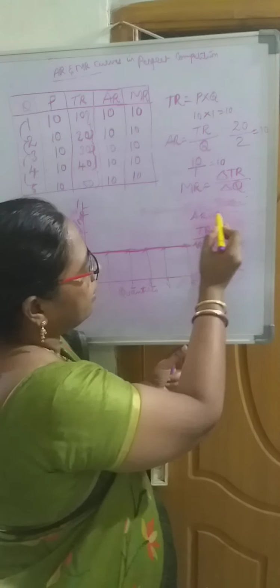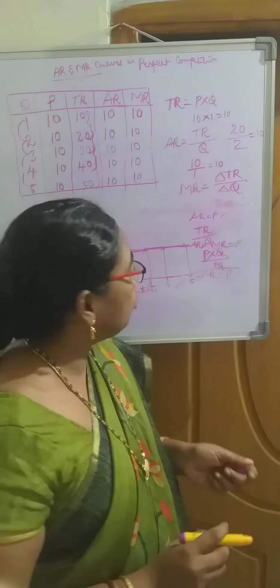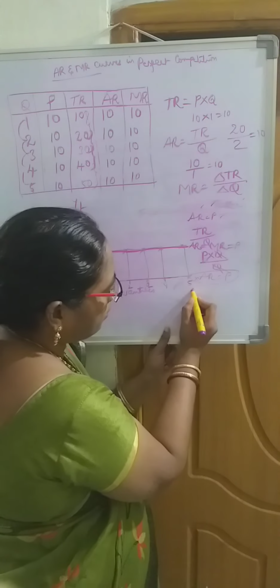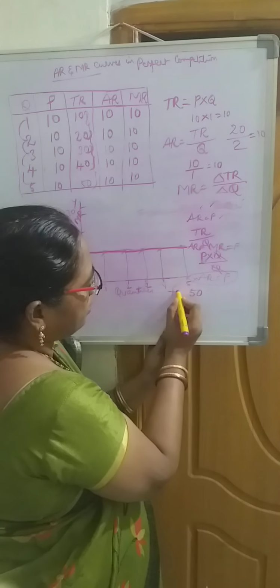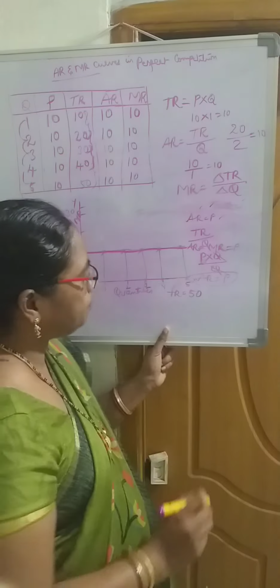Okay, AR is equal to P, I have told you. Let me explain with an example how AR is equal to P. I'll take this, and total revenue is 50.